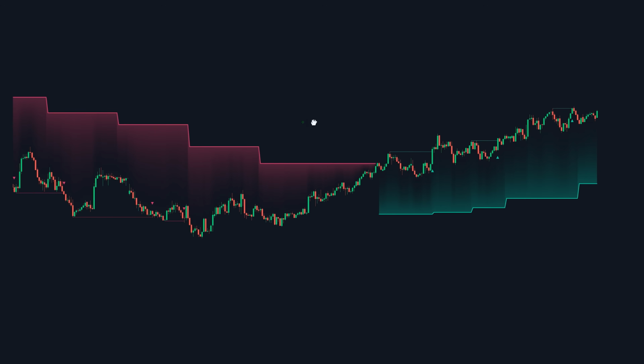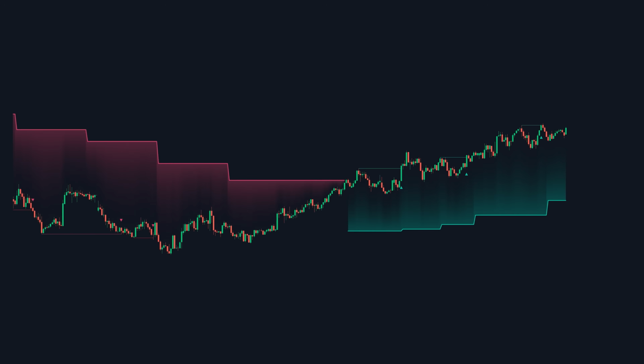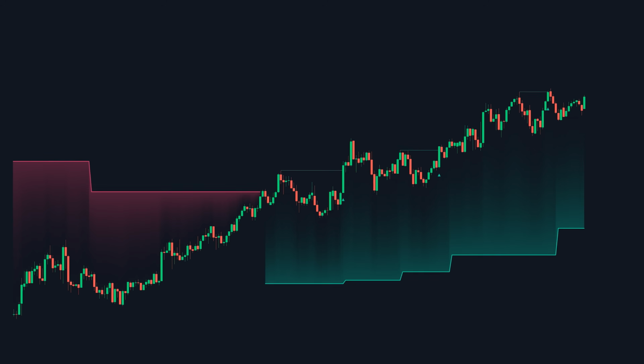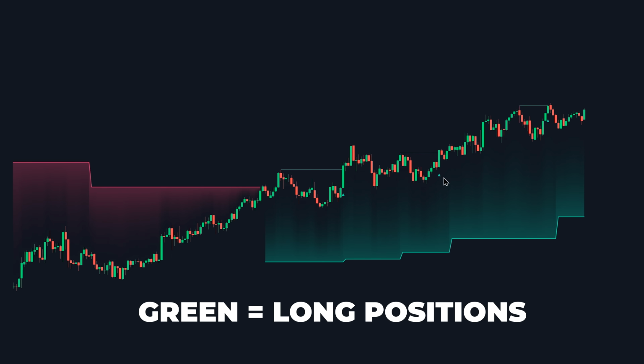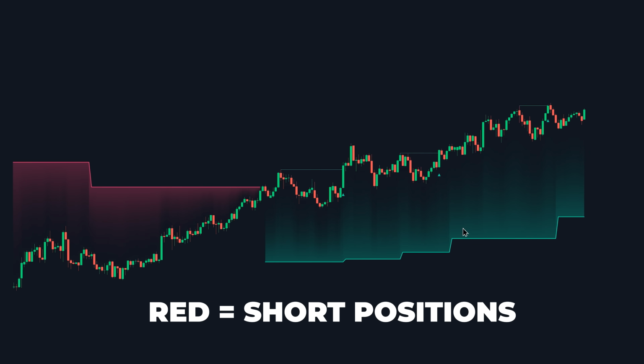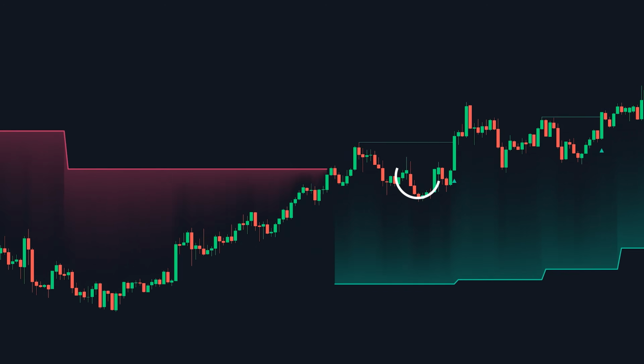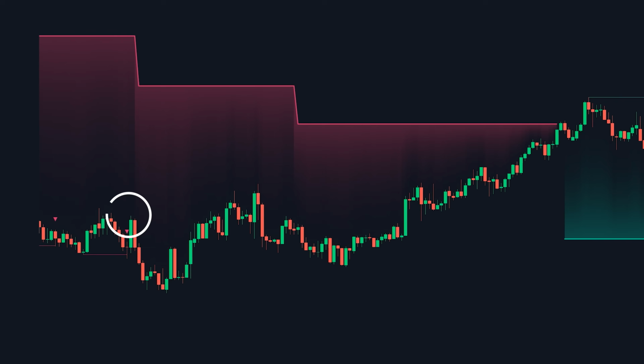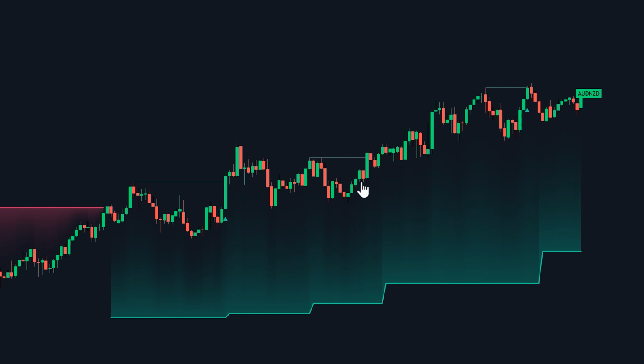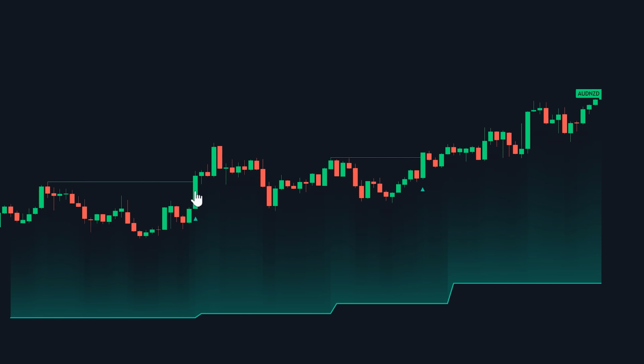Alright, here's how I like to use it. First, I let the band set my bias. If the band flips green, I'm thinking longs. If it flips red, I'm thinking shorts. Then I use the up triangle and the down triangle as clean prompts for entries and management. In a green state, if price breaks the most recent pivot high and an up triangle prints, that's a straightforward buy entry point.